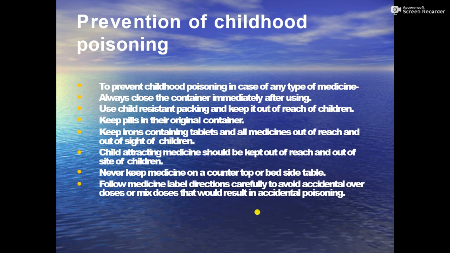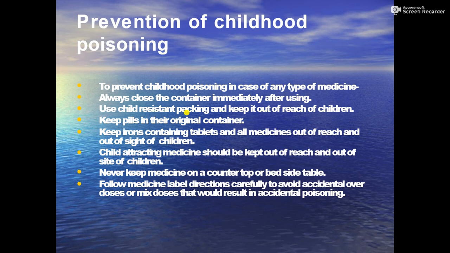Prevention of childhood poisoning. How can childhood poisoning be prevented? In the case of any type of medicine, you should keep it away and close the container immediately after using. Use child resistant packing and keep it out of reach of children. Keep the pills in their original container.